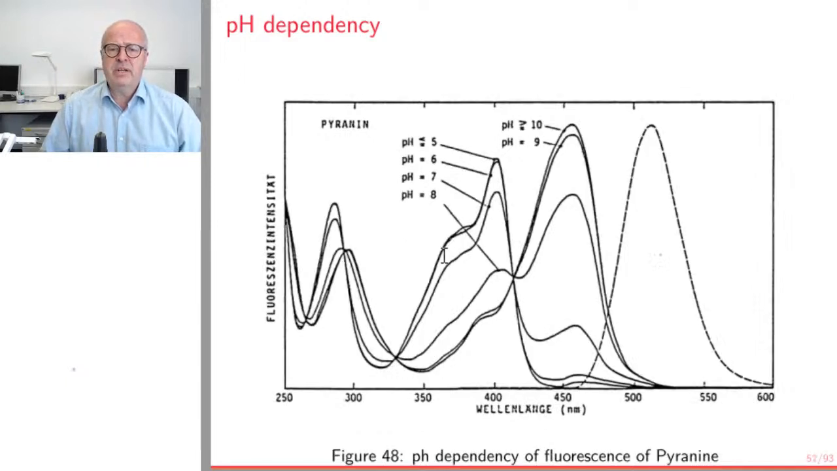The same for pyranine, and here we see something really nasty. We have a known excitation at 450 at pH 10 and 9, and if we go below pH 8 we get a second peak, and this peak grows stronger and stronger, and the first fluorescence at 450 disappears. It's actually quenched, and we get a second peak at 400 nanometers. So this is really bad.